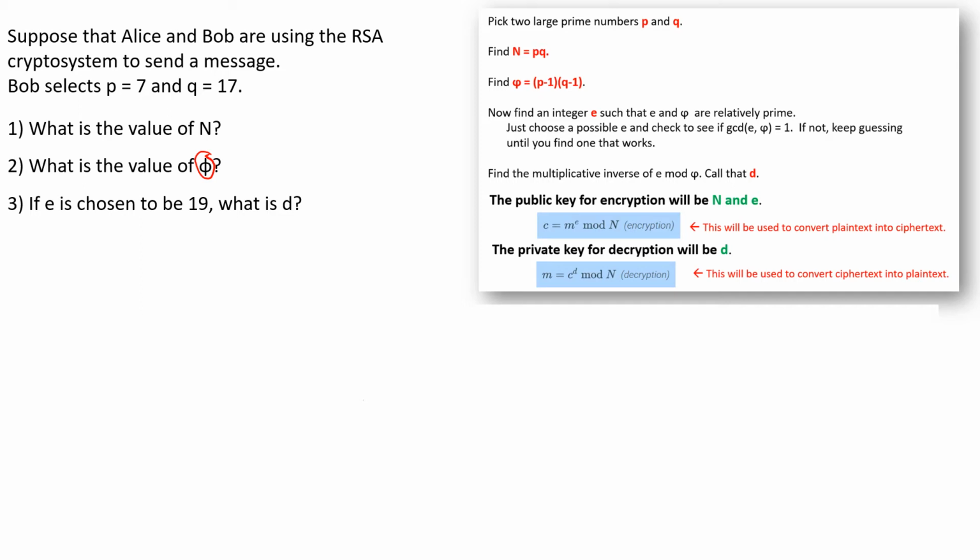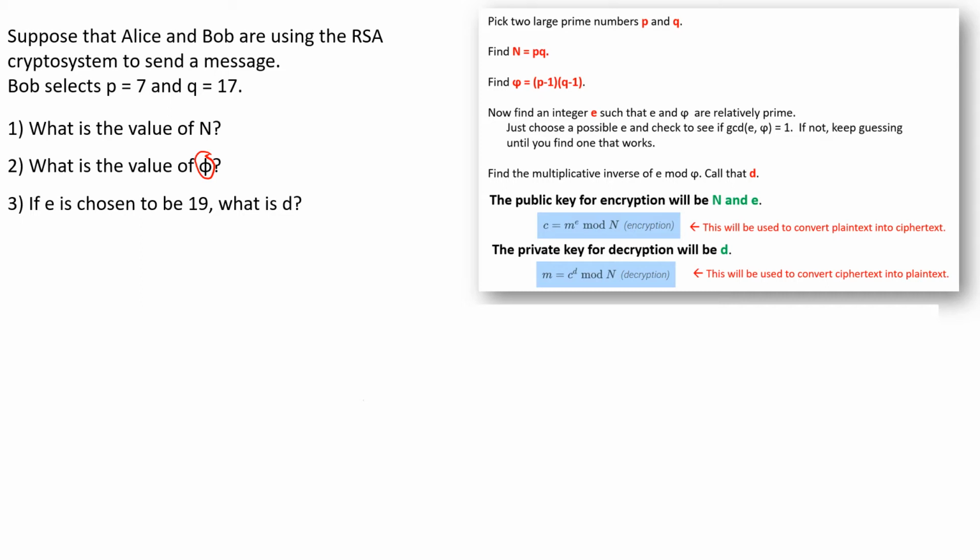Okay, suppose that Alice and Bob are using the RSA Cryptosystem to send a message. Bob's going to select P to be 7 and Q to be 17. Now these definitely aren't large numbers. Remember, they're supposed to be, but again, for our examples, we're keeping the numbers small.